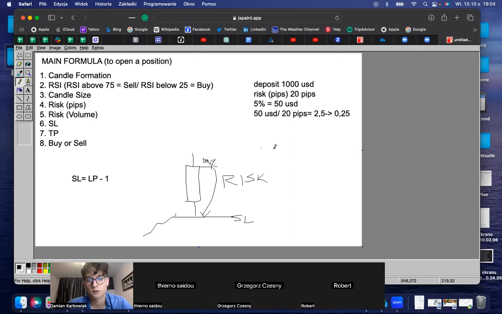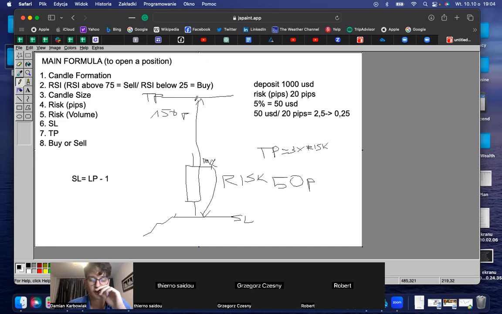Basically take profit means 3 times risk. So this size, well, let's say it's 50 pips, right? This risk is 50 pips. Then take profit, starting from here, from this place, would be 150 pips, right? So it's 3 times the risk. So obviously it will be way higher, but I don't have the page for it.